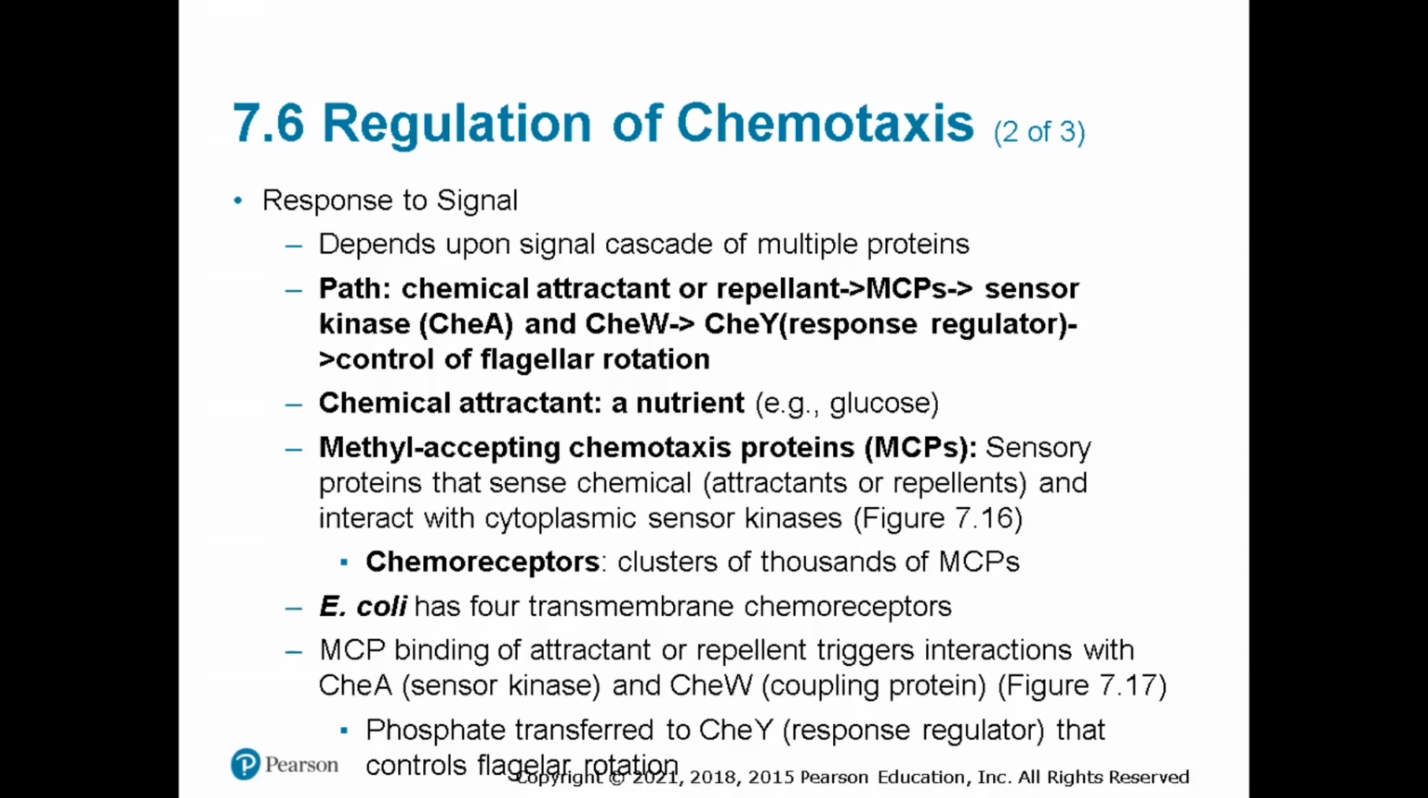The methyl-accepting chemotaxis proteins are sensory proteins that sense chemicals such as attractants or repellents and interact with cytoplasmic sensor kinases. The chemoreceptors are clusters of thousands of MCPs. E. coli has 4 transmembrane chemoreceptors. MCP binding of attractant or repellent triggers interactions with CheA, which is the sensor kinase, and CheW, the coupling protein. Phosphate is transferred to CheY, the response regulator that controls the flagellar rotation.